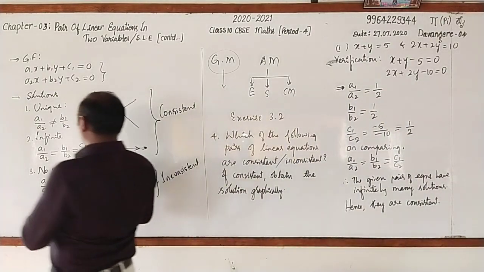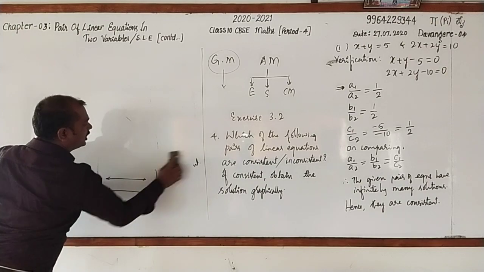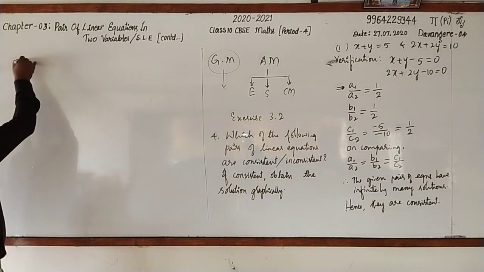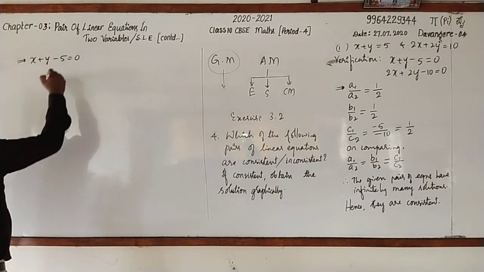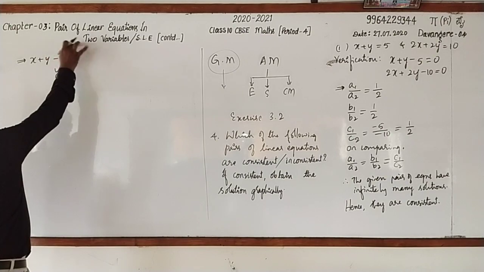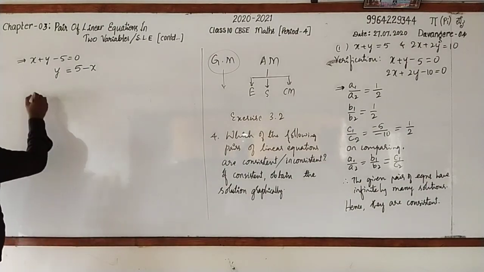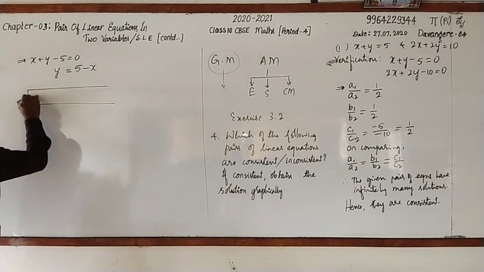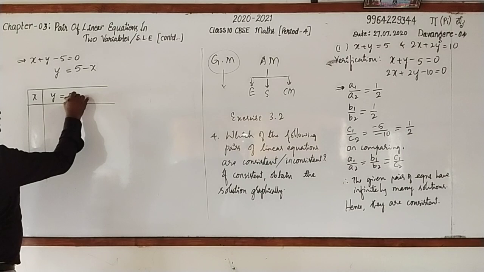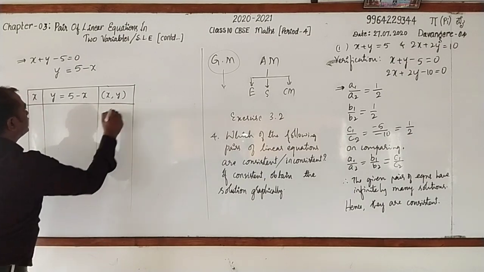Here I will go for writing the coordinate points. First, I will take the equations. What is the first equation? Observe it. It is x plus y minus 5, x plus y minus 5 is equal to 0. You need to solve for y. y is equal to, take minus 5 to the right hand side plus 5 and transfer x to the right hand side minus x. Then go for drawing the table. First column is for x, second column for y, that is y equal to 5 minus x, and third column for x comma y. Hope that you have understood.